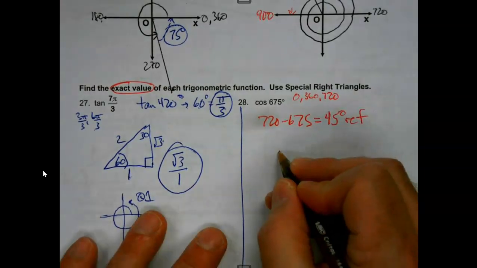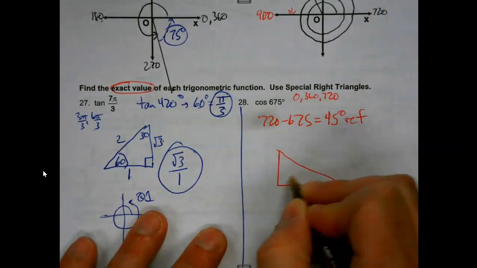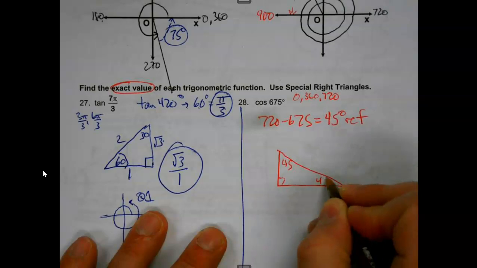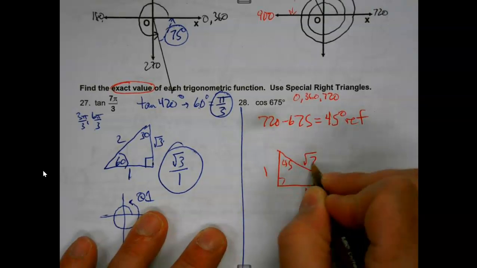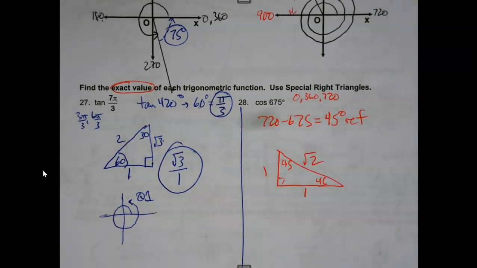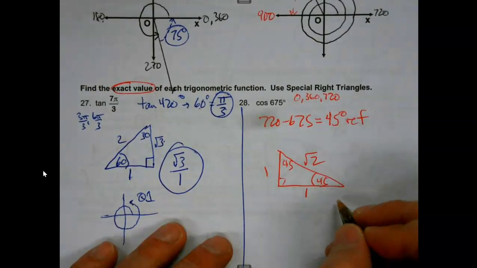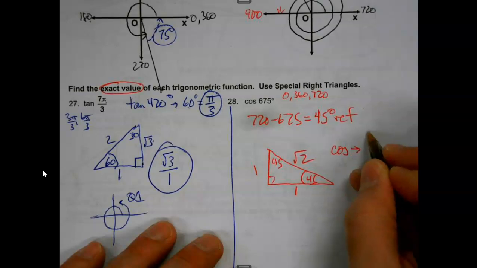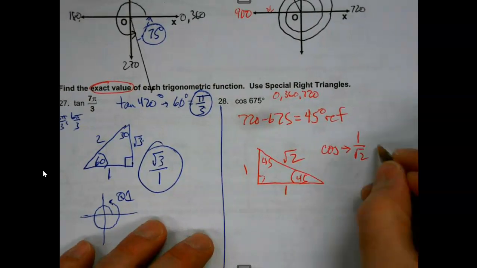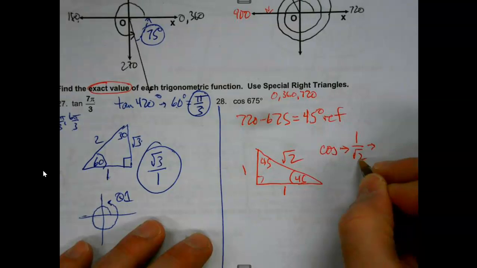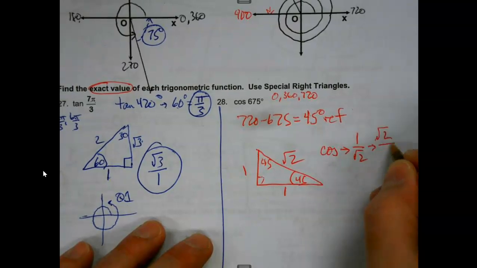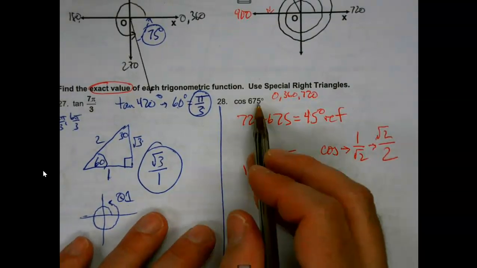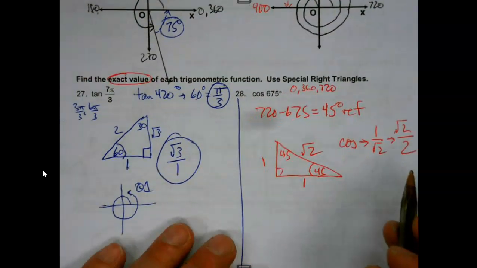So I'm like, all right, 45 degree reference, 45, 90. I want the cosine of 45. So the cosine is going to be 1 over the square root of 2. Pop that to the top. Eliminate it here. 675. All right, let's kind of do it over here again.